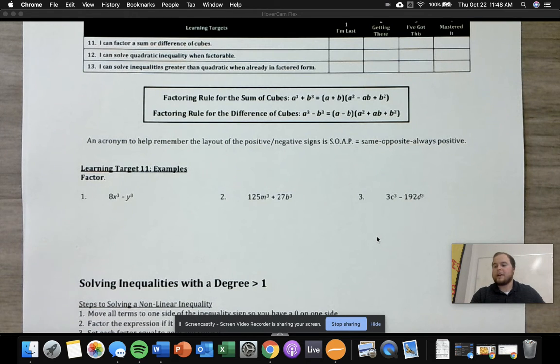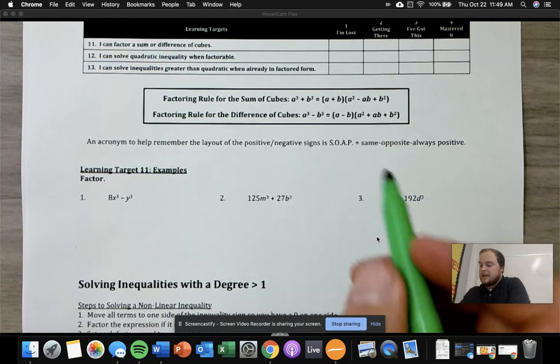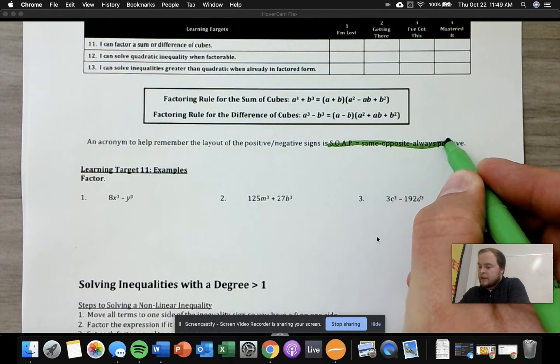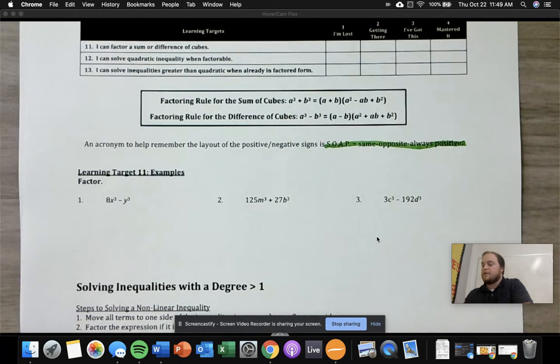Today we're going to be working on factoring sums and difference of cubes and solving factored and quadratic inequalities. So today we're going to start with factoring sums and difference of cubes. One cool thing that can help us here is this acronym SOAP. What it stands for is same, opposite, always positive.